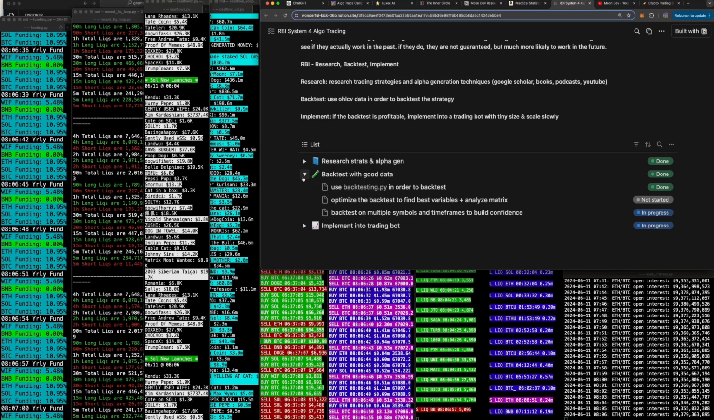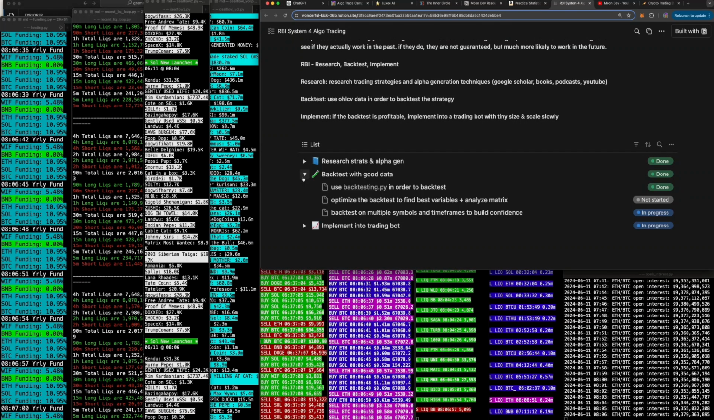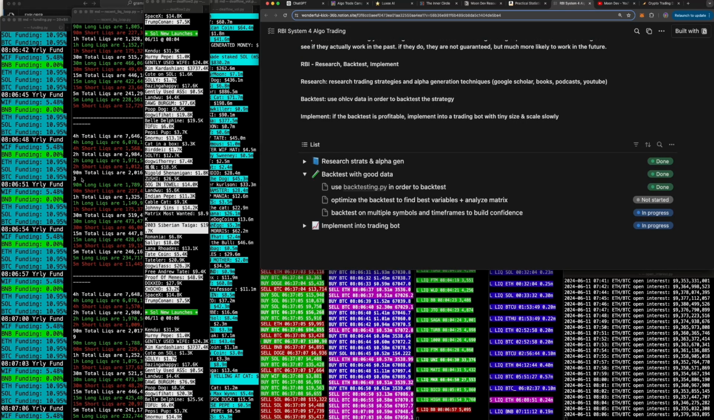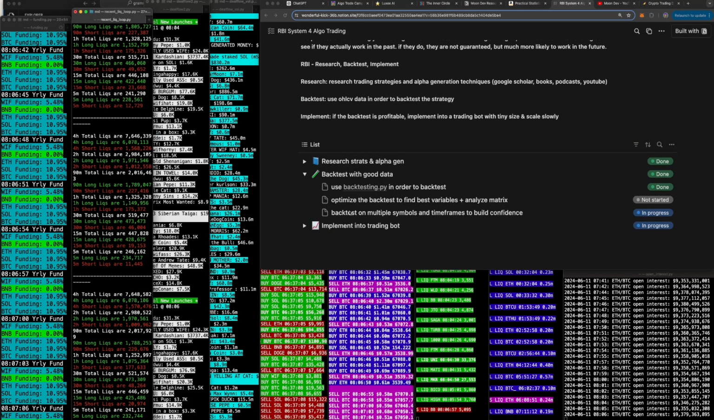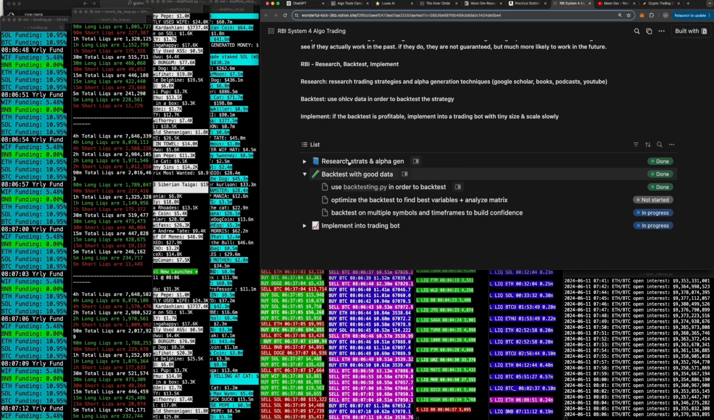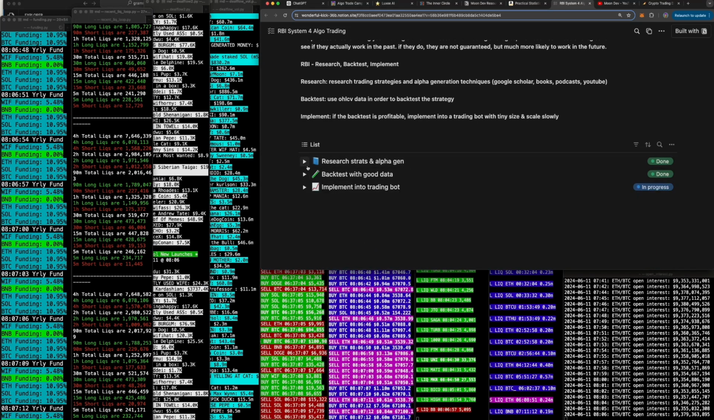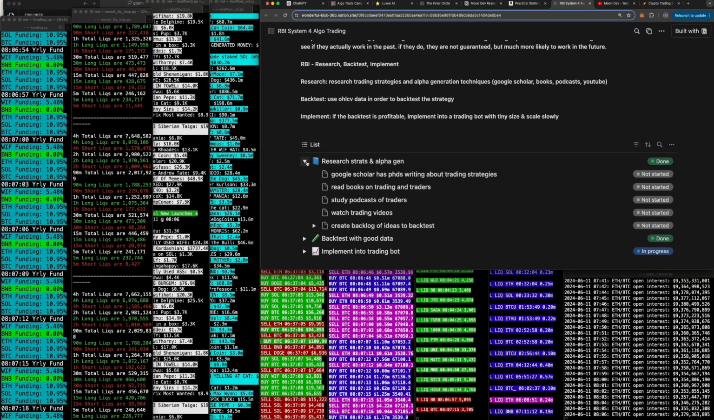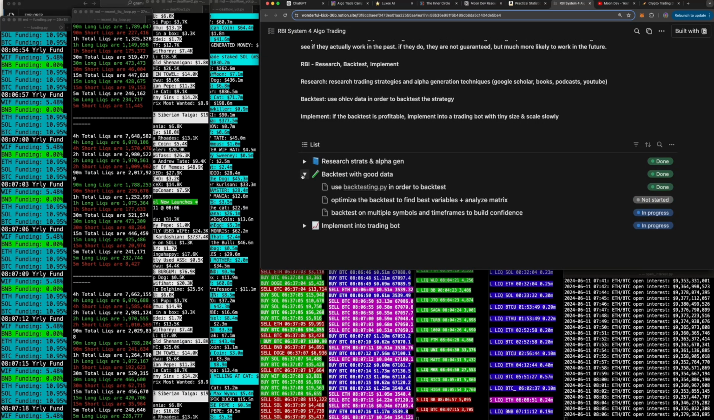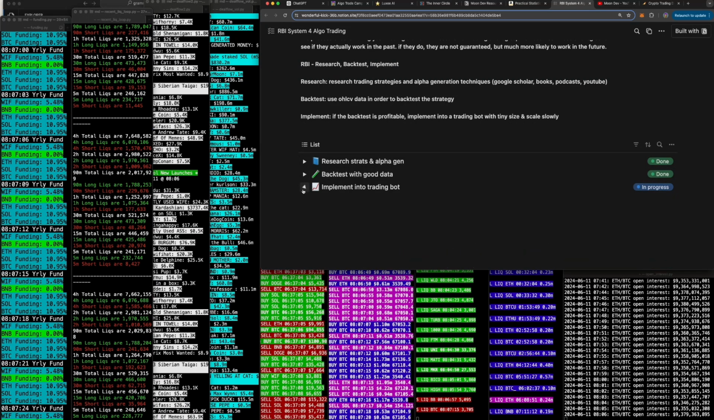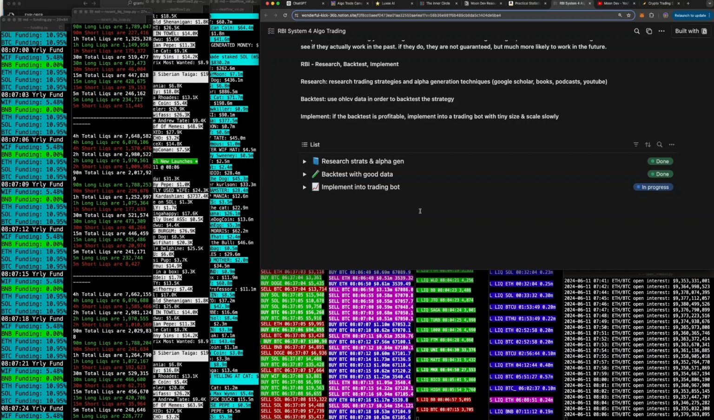A backtest is seeing, hey, does that strategy actually work in the past? If it doesn't work in the past, why would we build a bot for it, right? Most people want to run straight to the bot, which I will be showing you today, but I just want to make this kind of disclaimer here. In reality, you want to research to find a good strategy. Maybe you have a good strategy because you're a trader already, and you want to backtest to see if that strategy actually works, and then implement it in a trading bot. So what I'm going to do is do that.